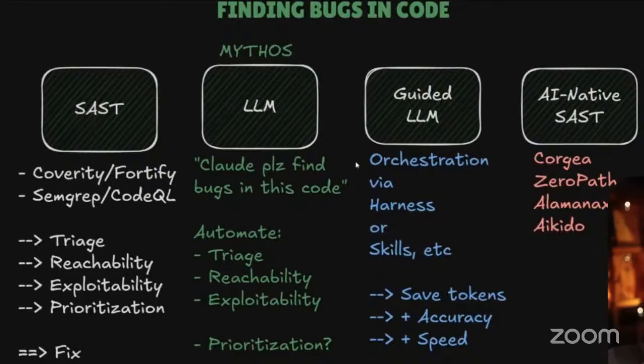Then the final step is there's now AI native SaaS tools. There's a few listed here like Corgea, ZeroPath. They're working on being more accurate than just running LLMs by itself, because they generate the abstract syntax tree of the code so they can more effectively parse through the code's logic to see, okay, is this function actually reachable by the user or not? So it's supposed to give you better accuracy and use less tokens than just running Claude by itself.